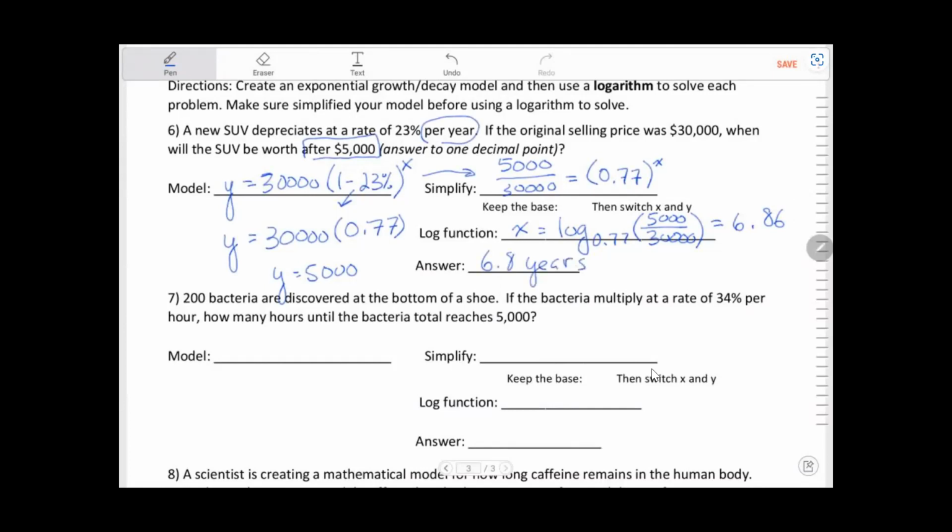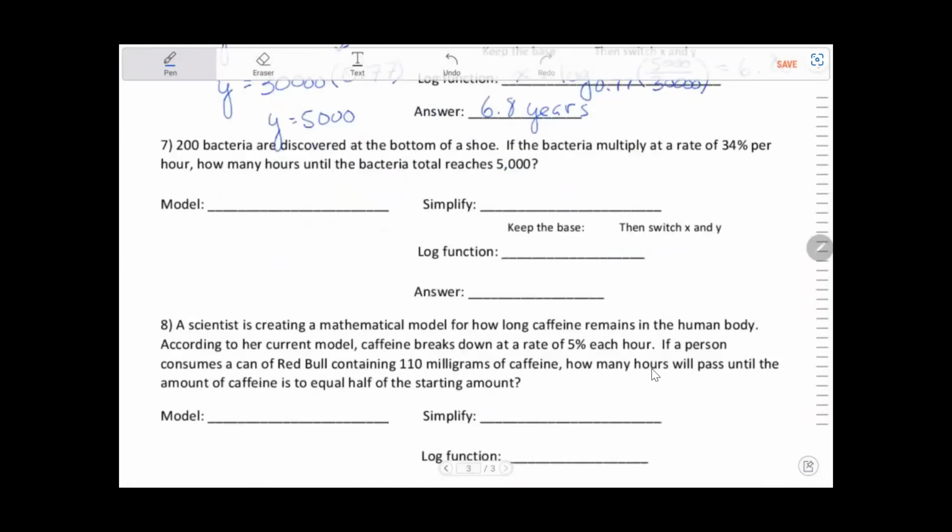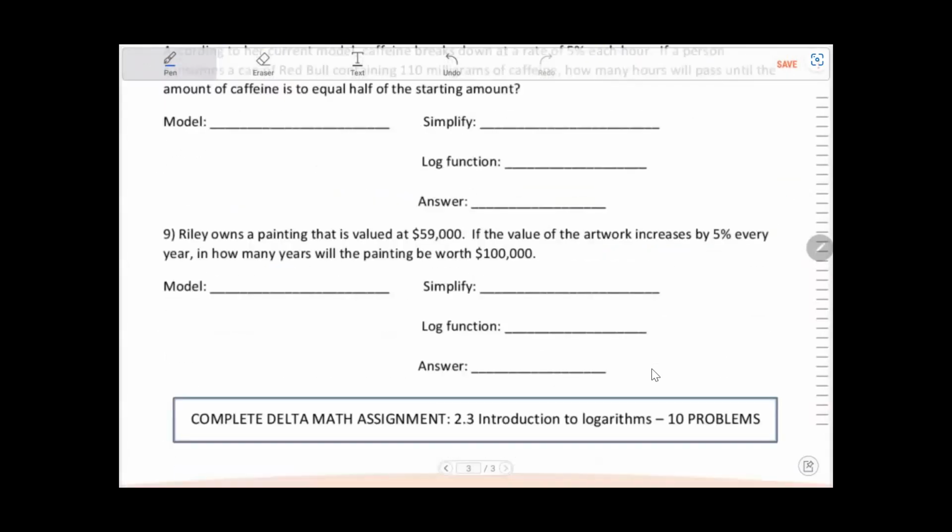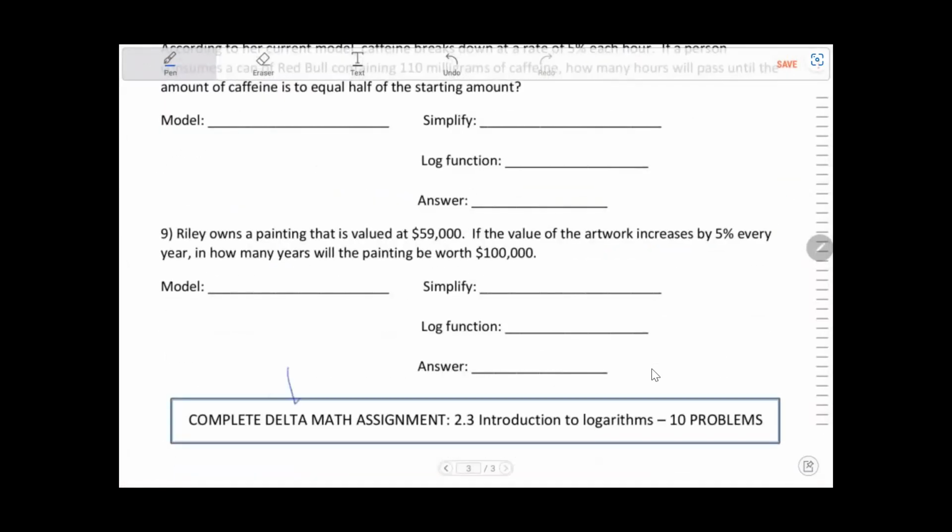All right, and so finish those on the back here. And then you have a Delta Math assignment right here, which is 2.3 Introduction to Logarithms. There's 10 problems that you need to complete on there. So good luck with those.